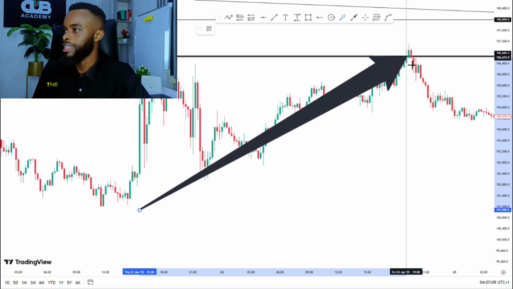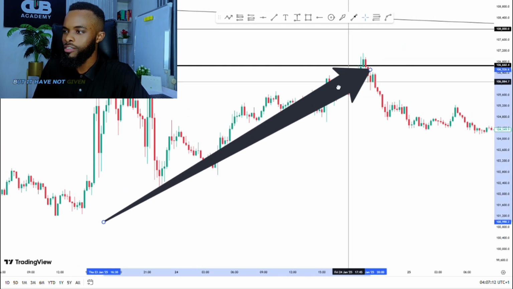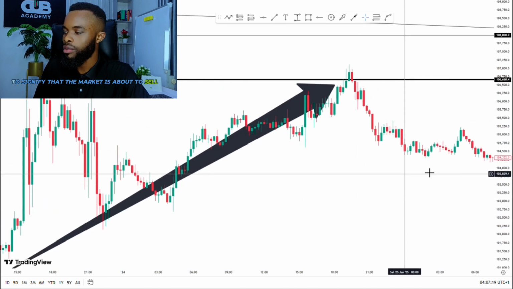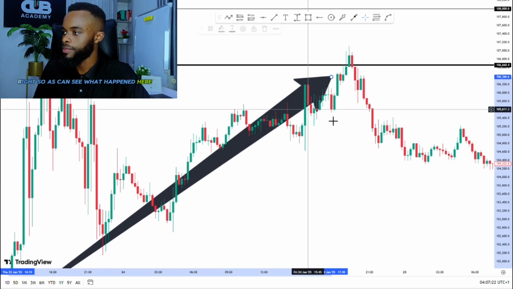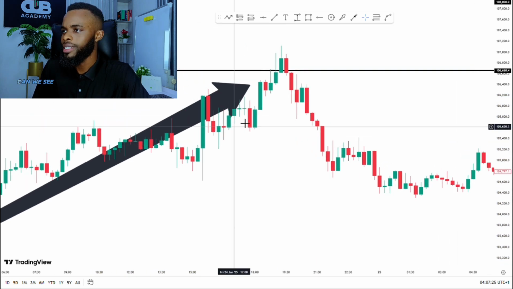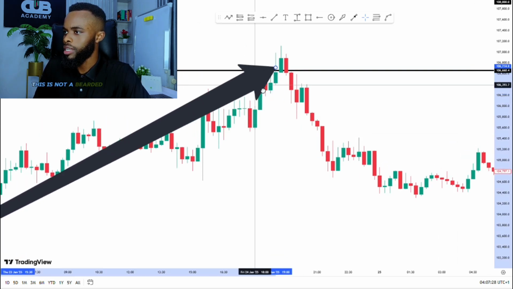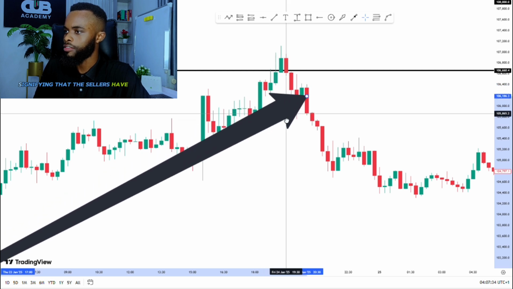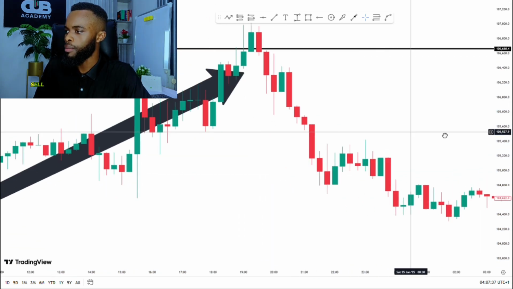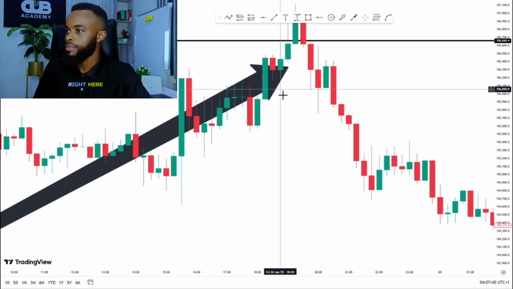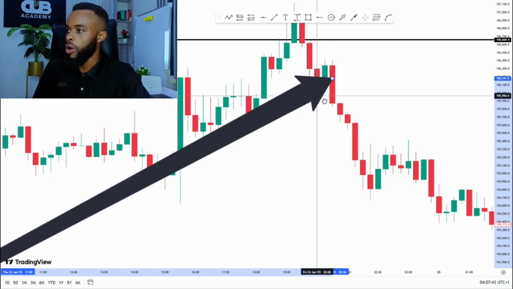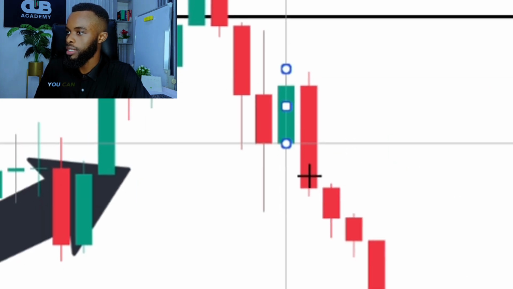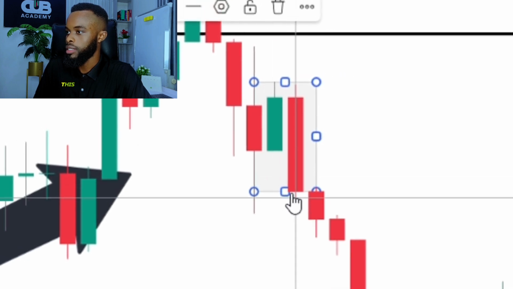So the sellers now step in, but it has not given us that bearish engulfing to signify that the market is about to sell properly. As you can see what happened here, can we see the bearish engulfing right here? This is not a bearish engulfing, but here we can see that this is the bearish engulfing, signifying that the sellers have stepped in and they are about to sell massively and aggressively. Once you have spotted this on the key level, which is the supply level, let me map it out so that you can see it clearly. So this is it.